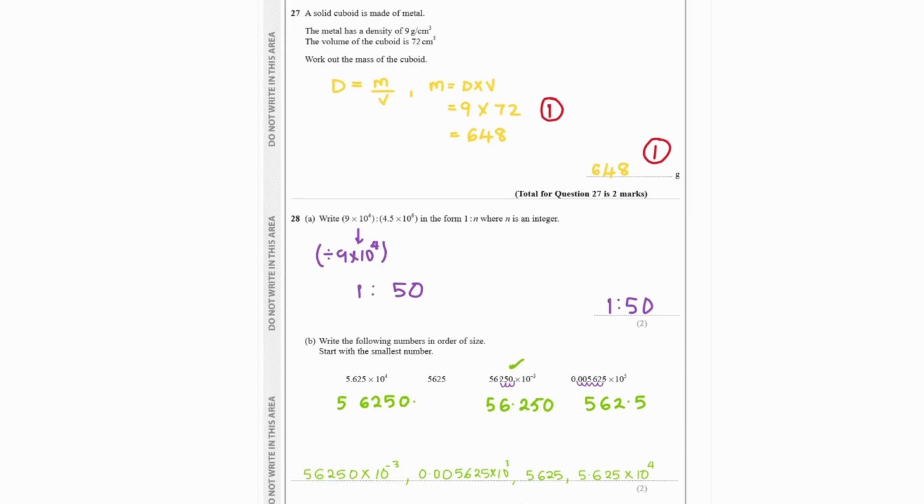So part A was a 2-mark question. 1 mark would be awarded for knowing that we would need to divide both of these numbers by 9 times 10 to the power 4 to get it in the form 1 to n. And the second mark for a correct final answer of 50 as n. And for part B, 2 marks would be given for correctly ordering all of these numbers.